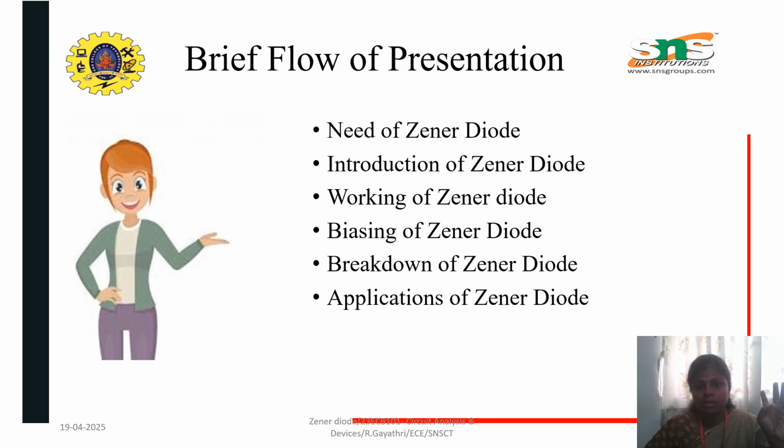First, I am going to discuss the need of Zener diode, the introduction part of Zener diode, and the symbol of Zener diode. Next, the working, forward biasing and reverse biasing will be discussed, and the breakdown of Zener diode. While forward biasing and reverse biasing occur in a Zener diode, the breakdown also occurs. In forward biasing conditions, the Zener breakdown occurs, whereas in reverse bias condition, the avalanche breakdown occurs. Then at last, the advantages, disadvantages, and applications of the Zener diode will be discussed.